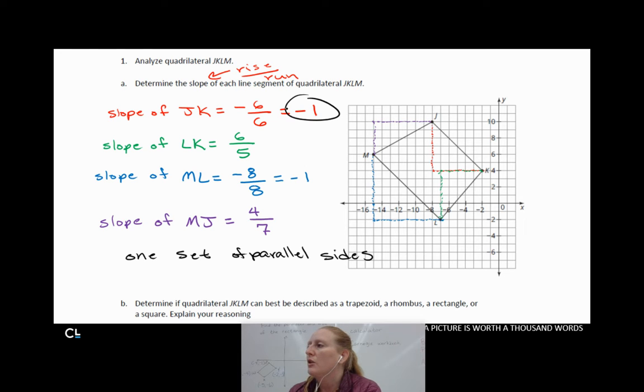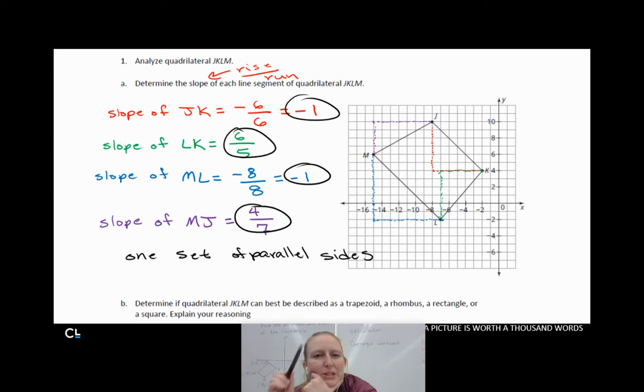So I have slope, slope, slope, slope. I don't see anything perpendicular. Now remember to be perpendicular, your slopes have to be opposite reciprocals, right? One's positive, one's negative. If one's 6 over 5, the other should be 5 over 6. I don't see that happening. So I don't see any perpendicular sides. I just see one set of parallel sides, no right angles at all.